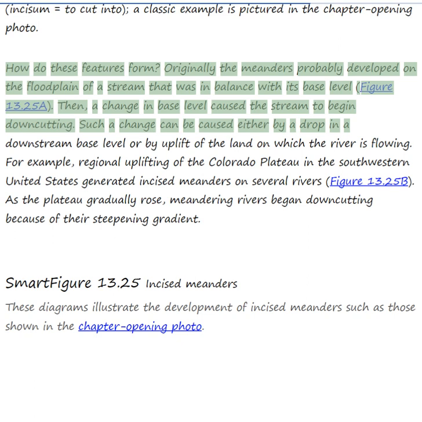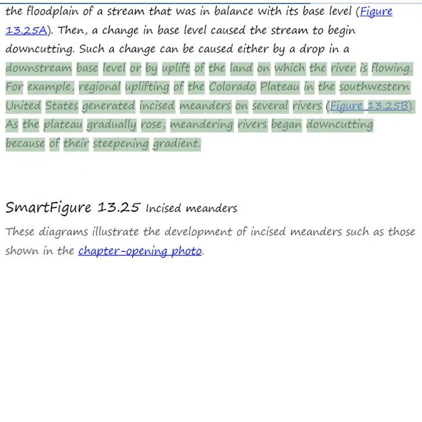Originally, the meanders probably developed on the floodplain of a stream that was in balance with its base level. Then, a change in base level caused the stream to begin downcutting. Such a change can be caused either by a drop in a downstream base level or by uplift of the land on which the river is flowing.